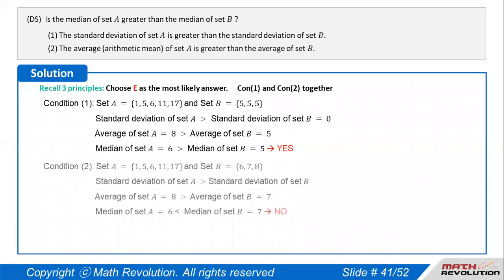Yes. But if I change set B to 6, 7, 8 with a deviation of 1, so that's not a standard deviation, I'm not using the word standard deviation, with a deviation of 1 that means a difference of 1. Now, the standard deviation of set A is still greater than that of set B, but my median is less. For the first case my median is 6, and for the second case my median is 7.